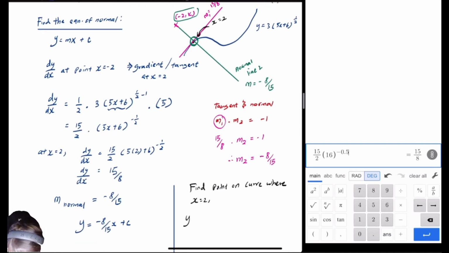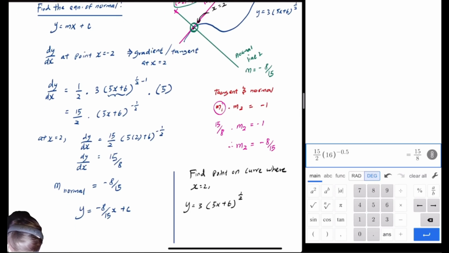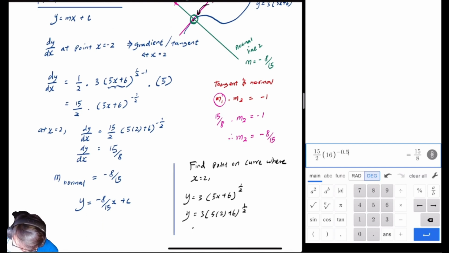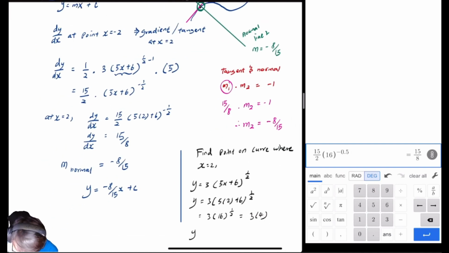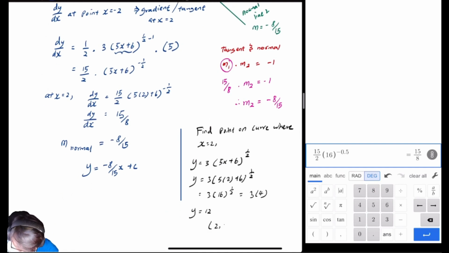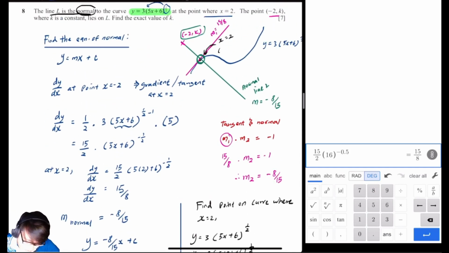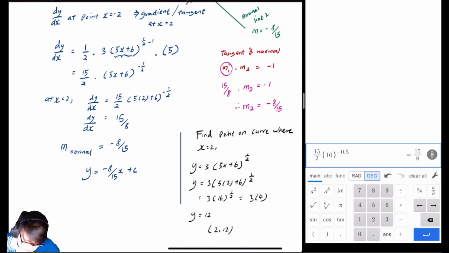Given that y is equal to 3 times (5x plus 6) to the power of 1 over 2, y will be 3 times (5 times 2 plus 6) to the power of 1 over 2. That's going to be the square root of 16, so you will have 3 multiplied by 4. Therefore, y is equal to 12. So we have the point (2, 12). Now to find c, use (2, 12) and plug all the values in.